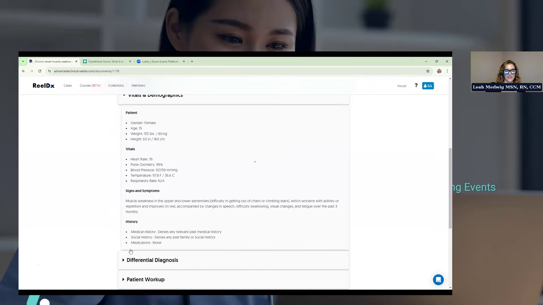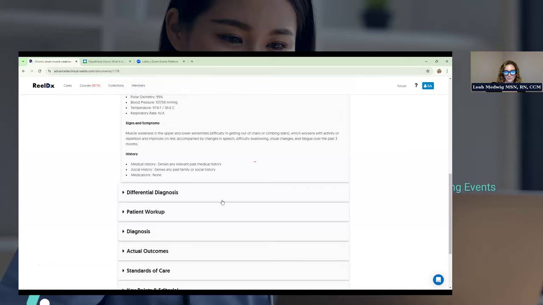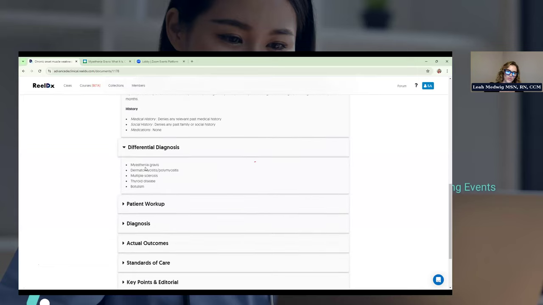So let's take a look here at the differential diagnosis. Of course, in that poll, you saw myasthenia gravis. We saw multiple sclerosis, thyroid disease, botulism, and polymyositis. I didn't have cystitis, I apologize. I don't think I have that one in the poll, but that is another diagnosis that this patient could possibly have. But we don't know yet.